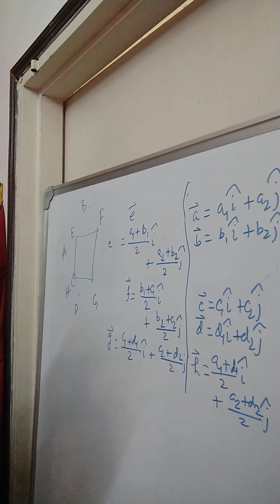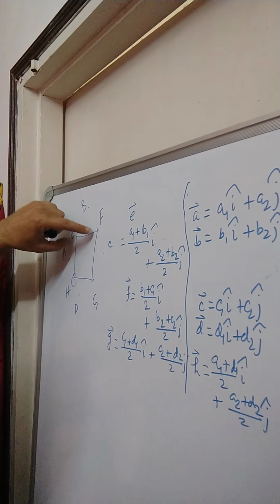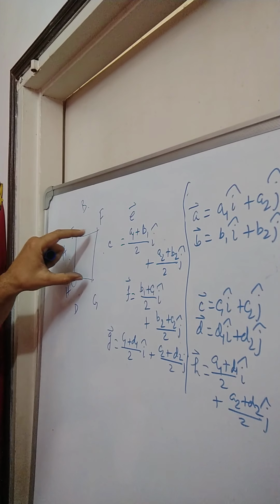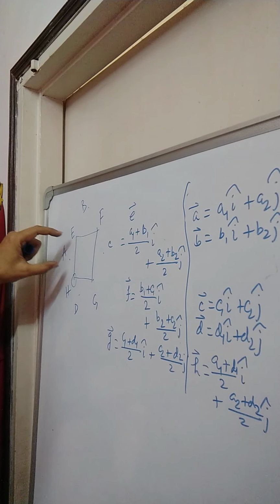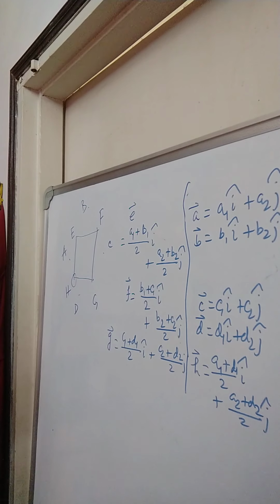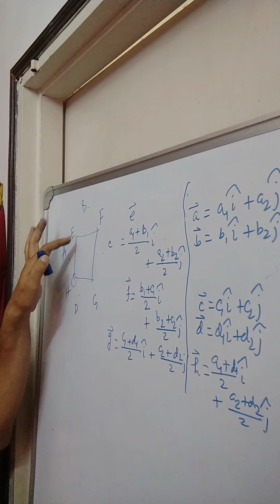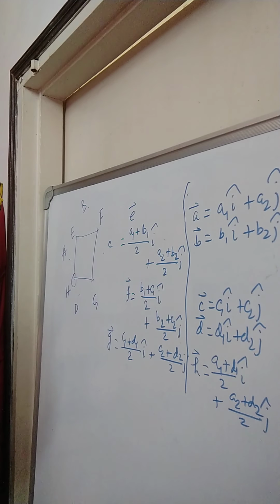So, what we need to do? We just need to show that EF is equal to FG is equal to GH is equal to HE, as well as no angle is 90 degree. So, it is very easy.